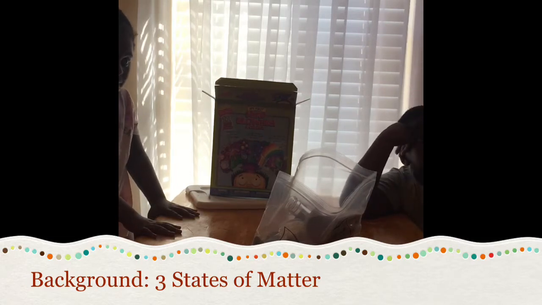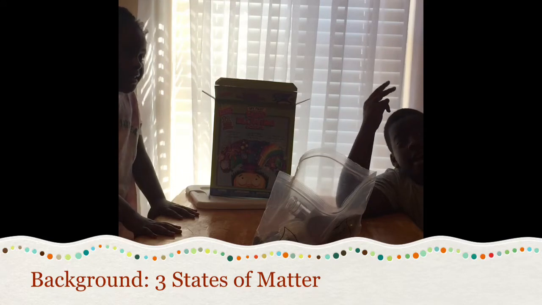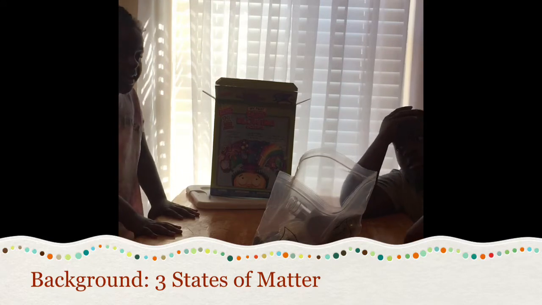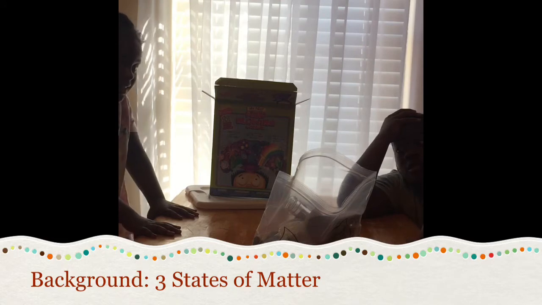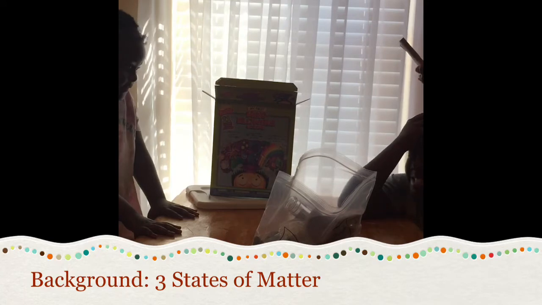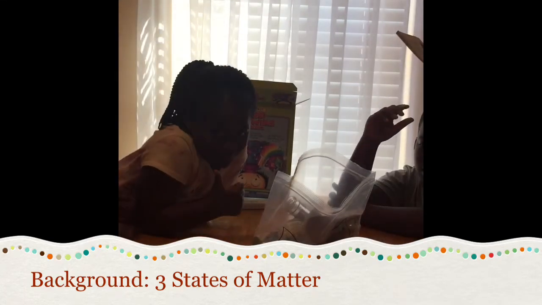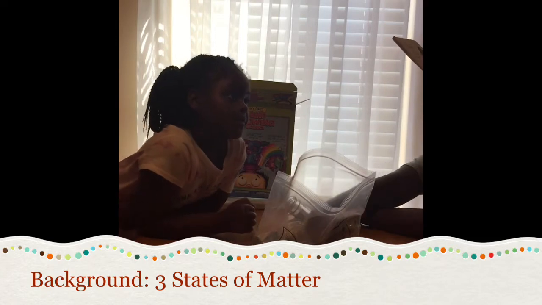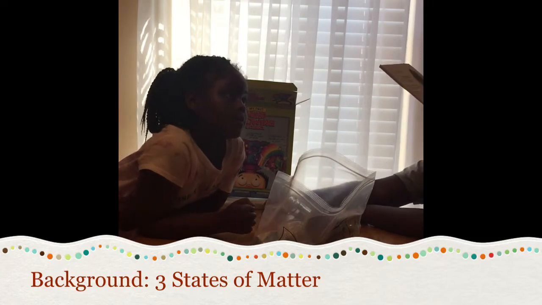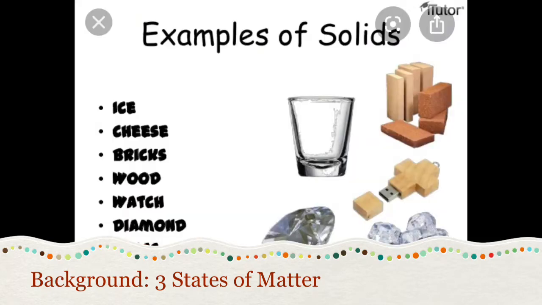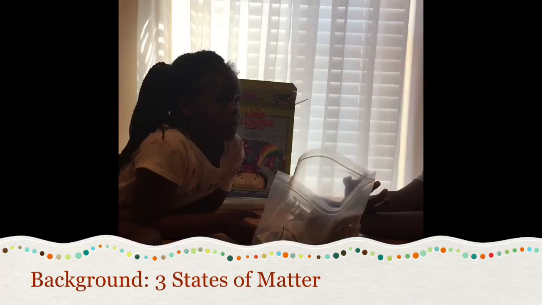What are the 3 states of matter? Solid, liquid, gas. What are they, girls? Solid, liquid, gas. All right. So solids are things that are hard, things that have shape. They don't change their shape easily. Like rocks, trees, pencils, this table, this box is a solid, okay? Name something else you see in the room that's a solid.